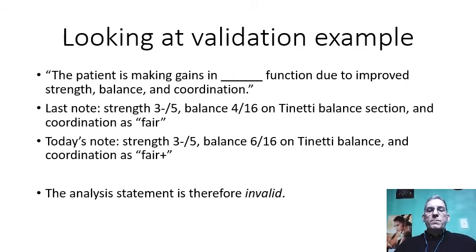They did improve in balance. That is validated. But coordination: fair, good, plus. Fair, good, poor. Fair plus, fair. What does it mean? It's not a validation because it's not objective. So what we're going to do is take the same statement and show valid measurements that help validate the analysis.